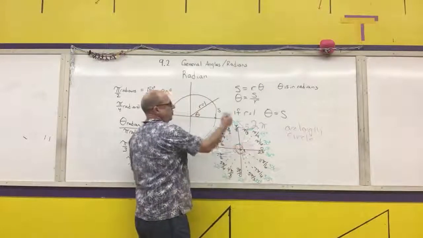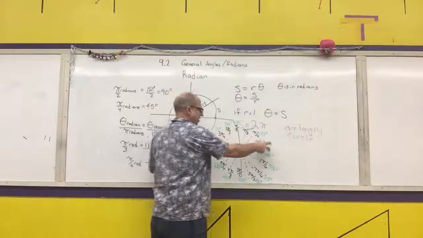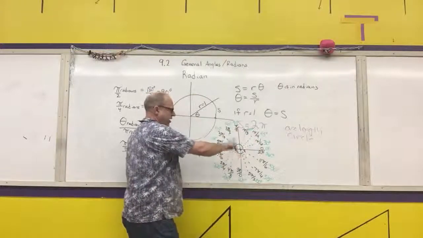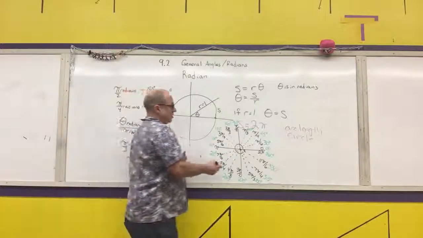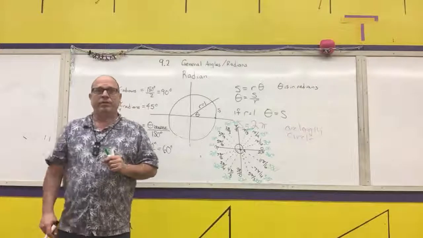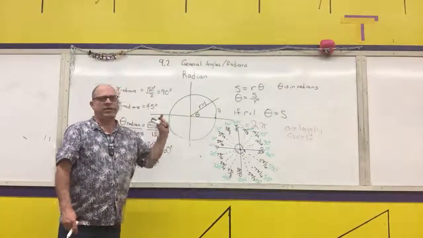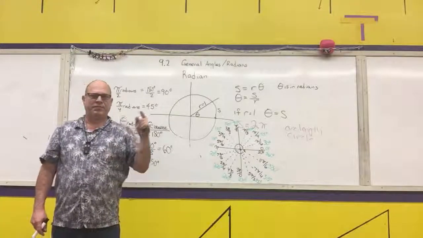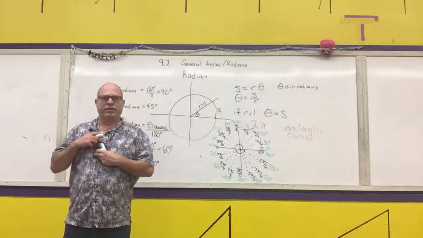And I can keep going around because just like coterminal angles with degrees, I can also have coterminal angles with radians. So these are the expected conversions I expect you to be able to do without a calculator. I'm going to erase the board with the exception of this circle, and I'm going to do some example problems converting between degrees and radians, where you're allowed to use a calculator.